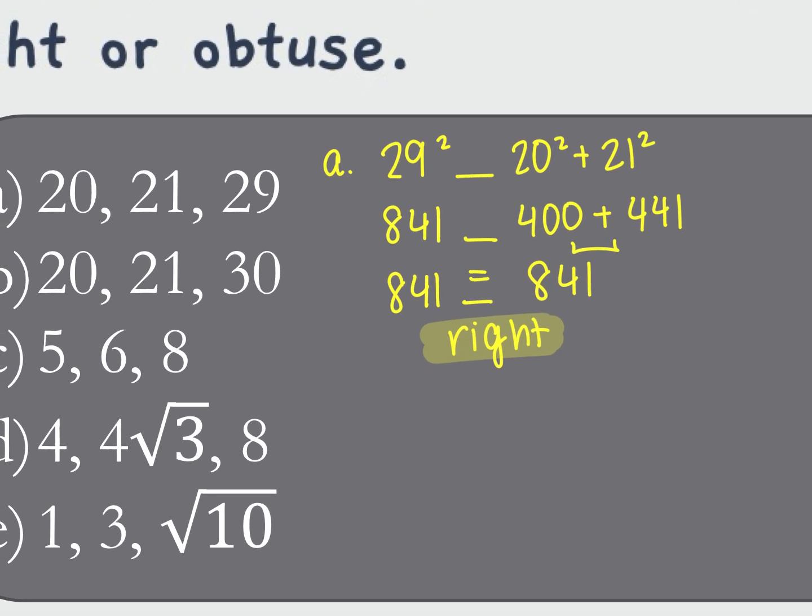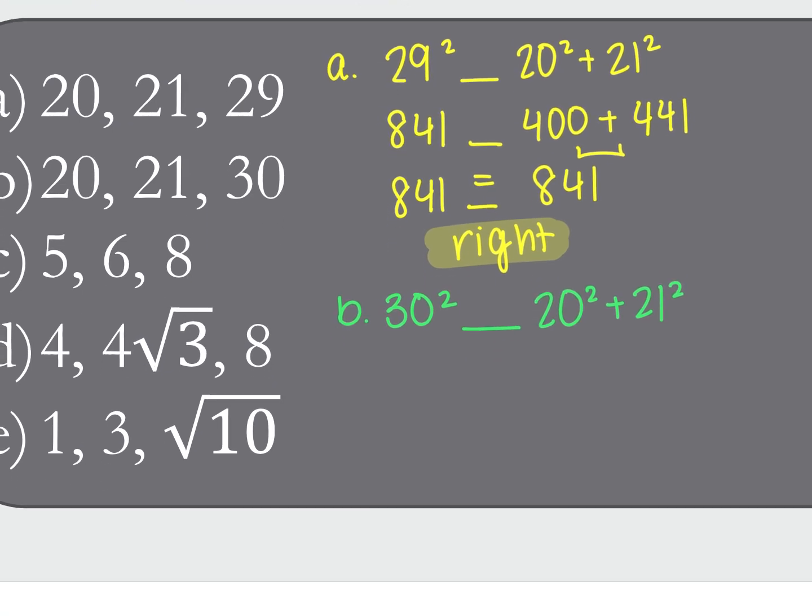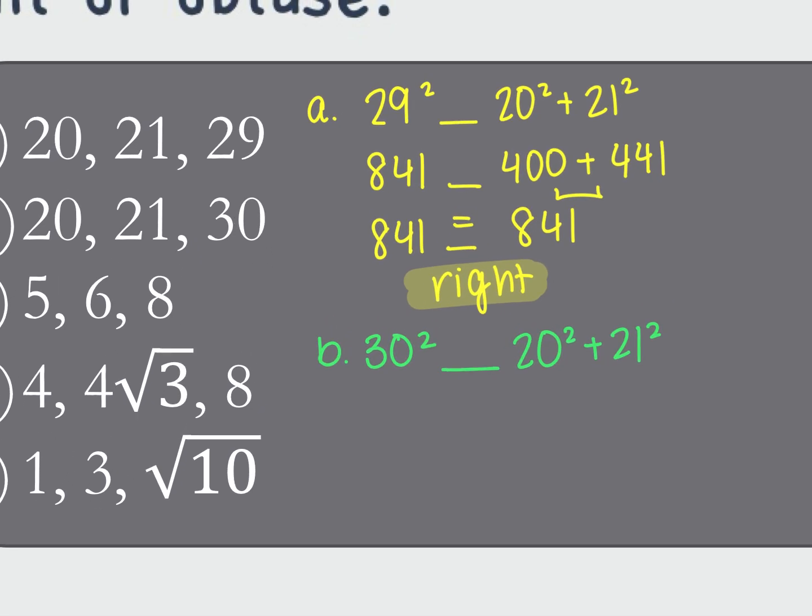Looking at the next one, I'm going to have 30 squared, and I still have 20 squared plus 21 squared, so that one should be pretty easy. 30 squared, I'm going to have 900 is blank to 841. 900 is greater than, so what kind of triangle is this? Good, this is going to be an obtuse.